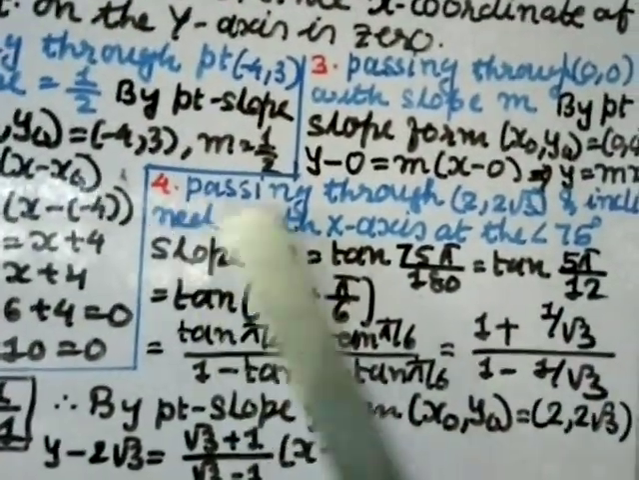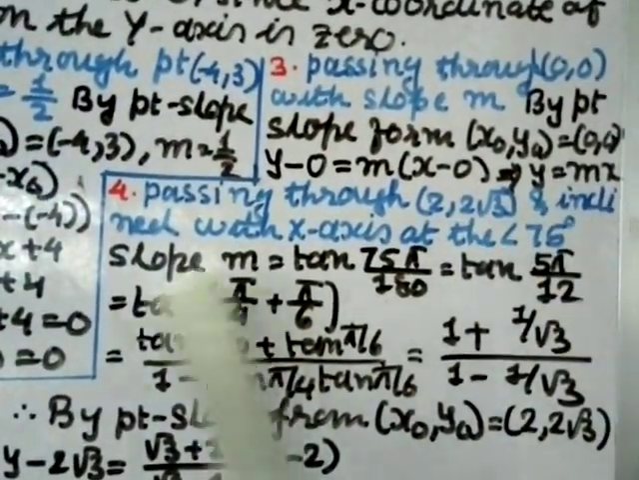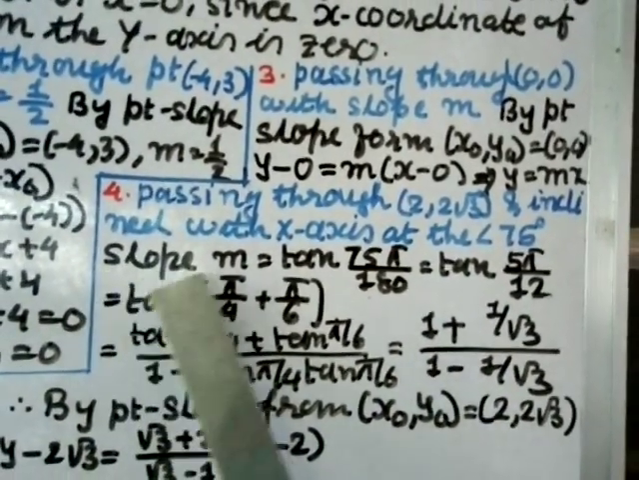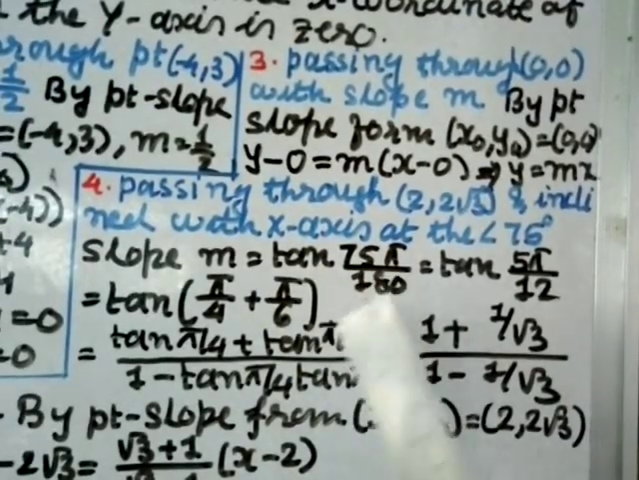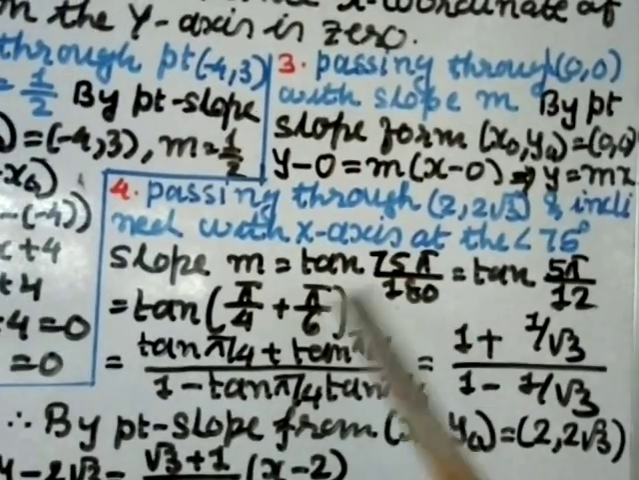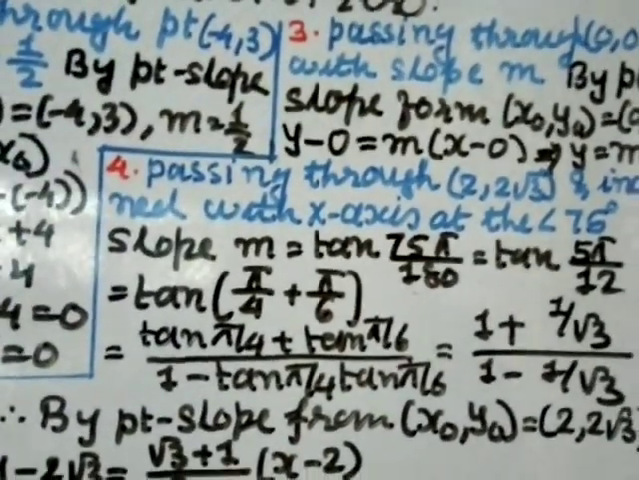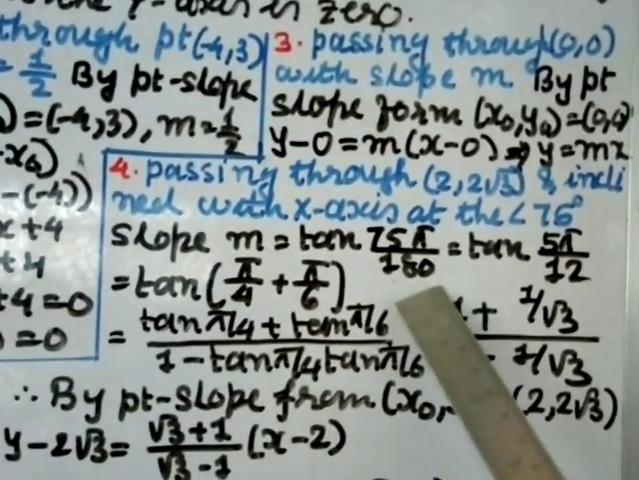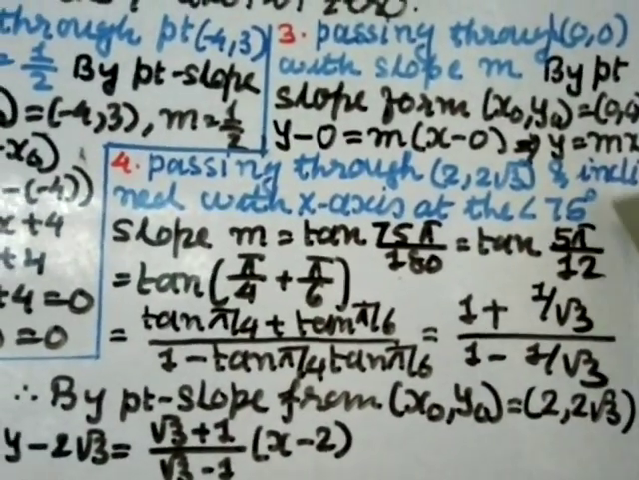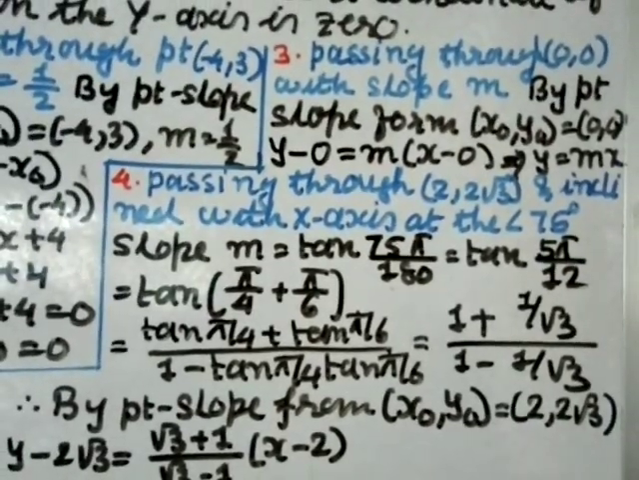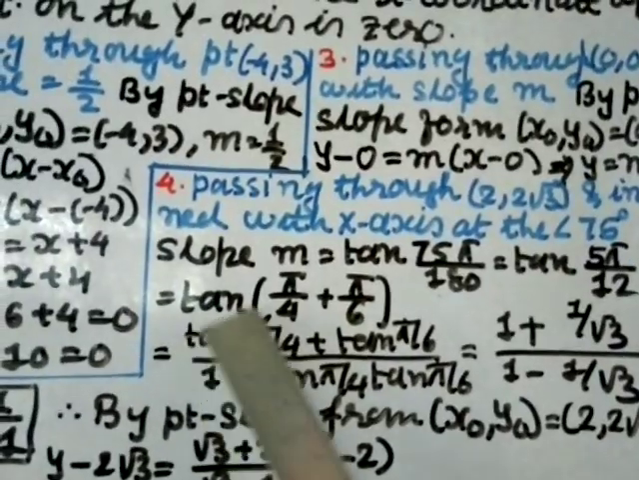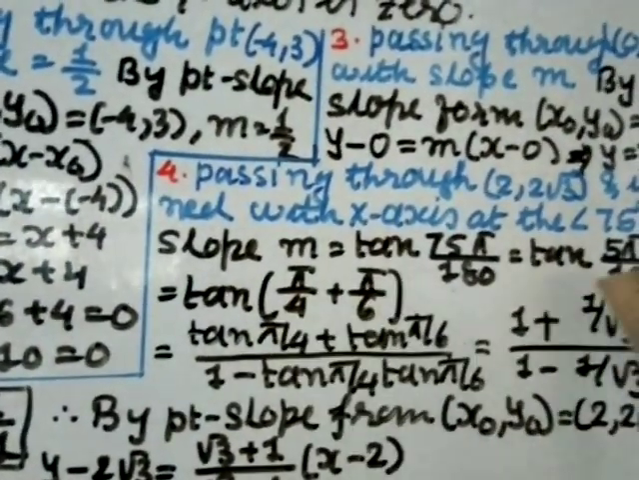Question number 4. Passing through 2, root 3 and inclined with the x axis at an angle of 75 degrees. So slope m is equal to tan theta, that is tan 75 degrees. I am converting to radians, though you can keep it in degrees also. So 75 pi by 180. When you cut this, you get 5 pi by 12. This value we do not have, so I am breaking it into two values as pi by 4 plus pi by 6.